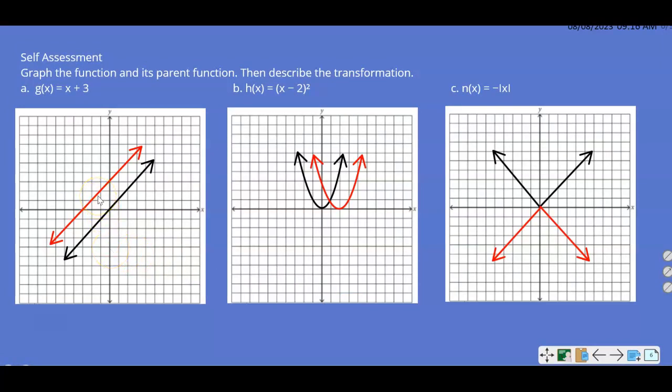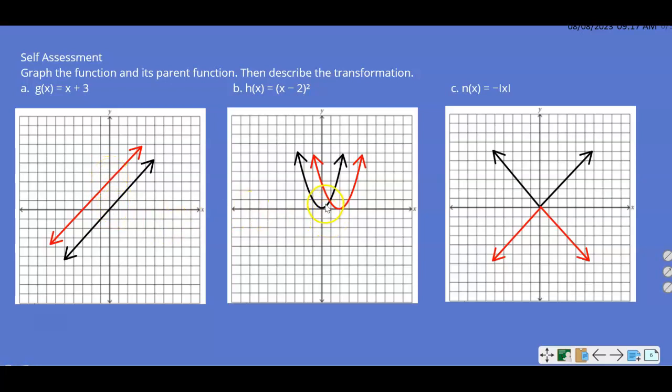Letter A is a linear function. The black one is the parent function for all 3 of these, and the red one is the transformation. So you can see that this one got shifted up 3, and the domain and range would still be the same. The only difference would be they would have a different y-intercept. They still have the same slope, but a different y-intercept.